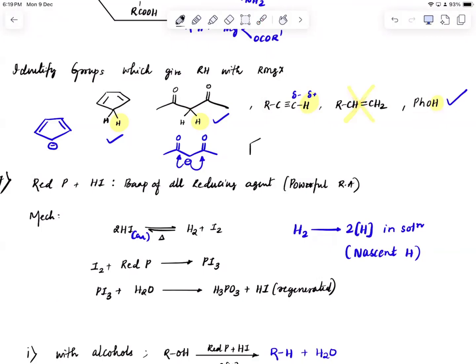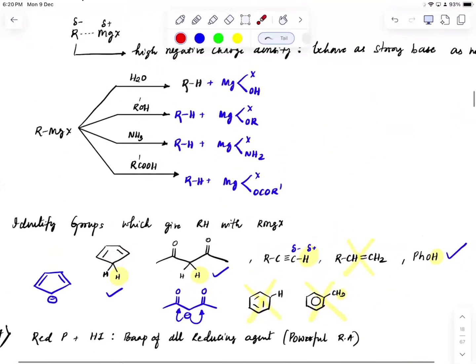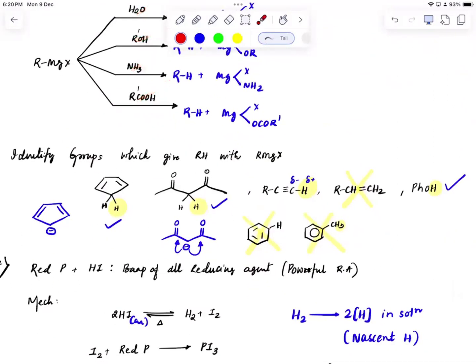I'll write down benzene also. From benzene you cannot extract this hydrogen. Okay, that is not sufficiently acidic here. So this will not be the case either. Along with that, toluene is also not the case. That is CH3. You cannot extract this hydrogen here. This is not sufficiently acidic here. So therefore, these cases you have to avoid. Rest all these cases, water, alcohol, NH2, and all of these, you will get alkanes.